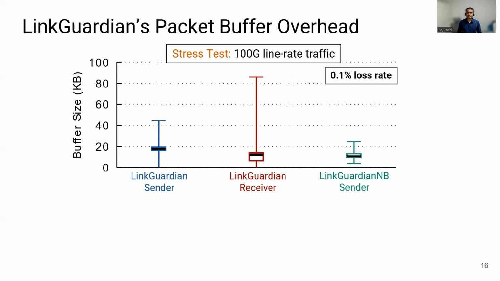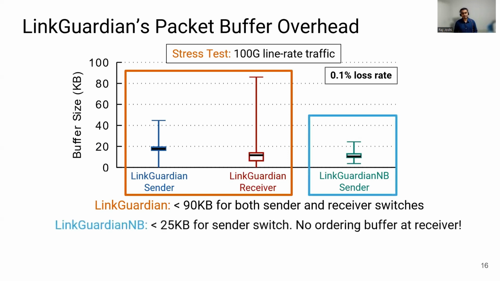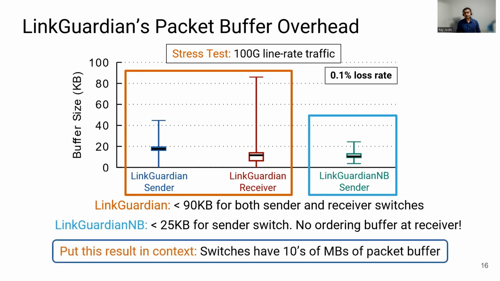Here we show the results of a stress test at 100G line rate traffic. We can see that when running LinkGuardian, the amount of packet buffer consumed by both the sender and receiver switches is less than 90 kb, whereas while running LinkGuardian non-blocking, the cost is much lower, less than 25 kb for the sender switch, and there is no buffer overhead at the receiver switch. To put this result in context, switches today have tens of MBs of packet buffer.